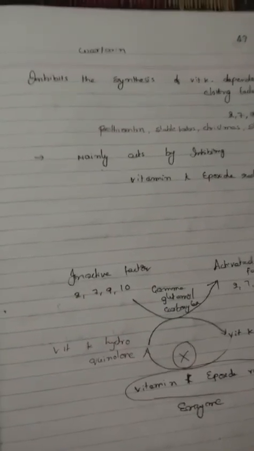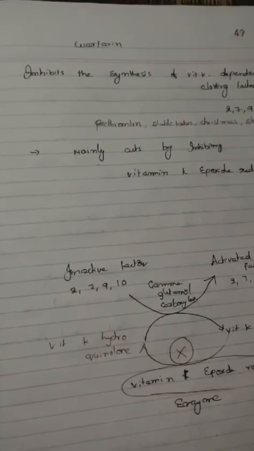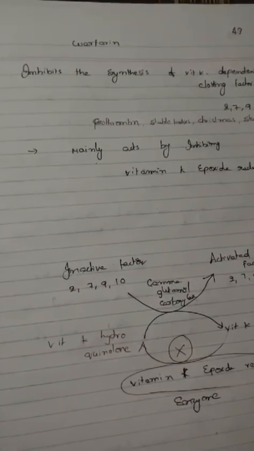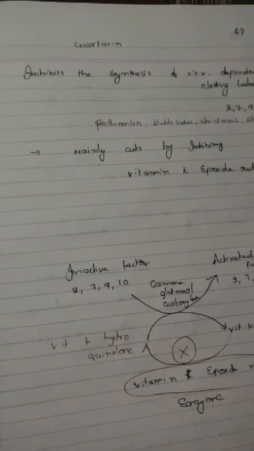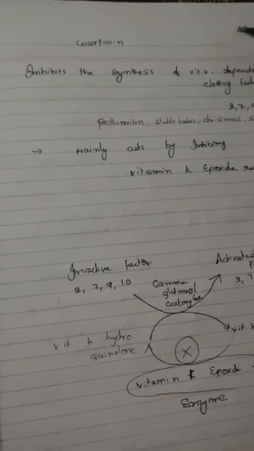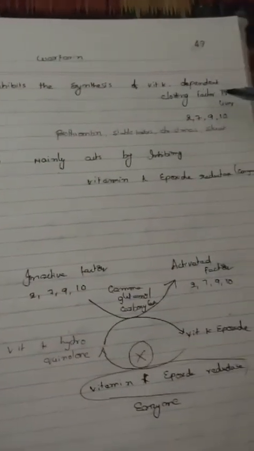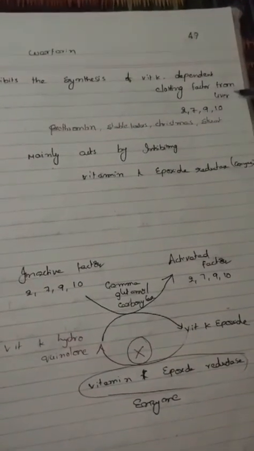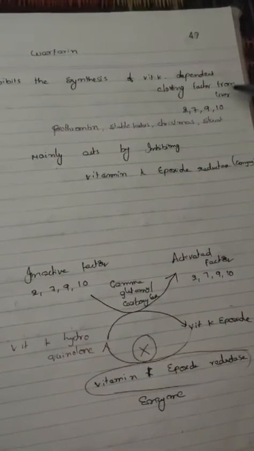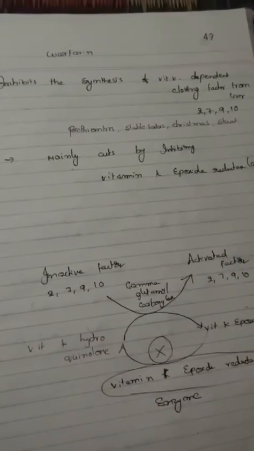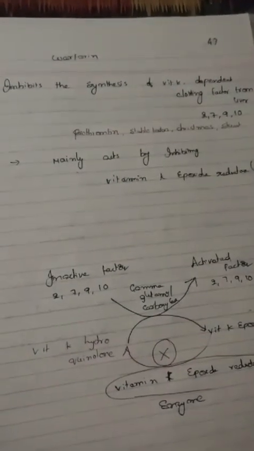As we know, an anticoagulant is given to the patient in order to reduce or prevent coagulation. That is the meaning of anticoagulant. So what is the main action of warfarin? It inhibits the synthesis of the vitamin K dependent clotting factors from the liver. Most of the clotting factors are derived from the liver only. Please try to remember that point, because you have already studied in first year physiology what clotting factors are present.